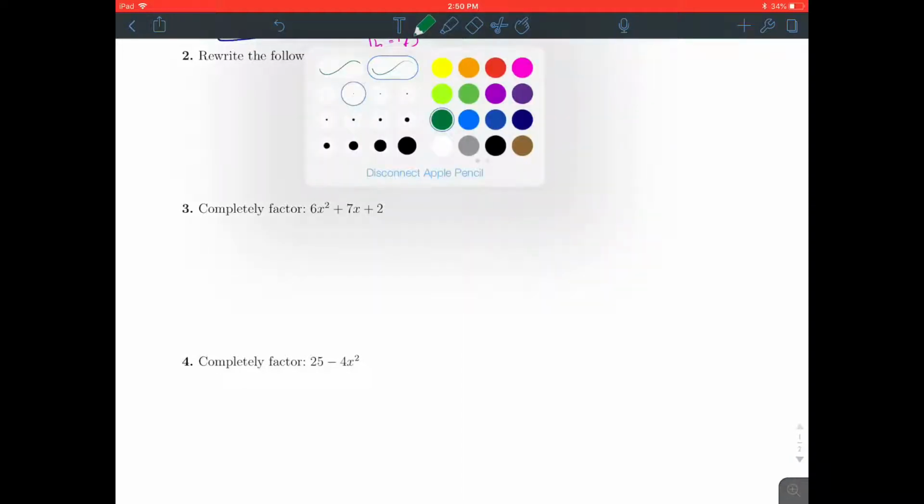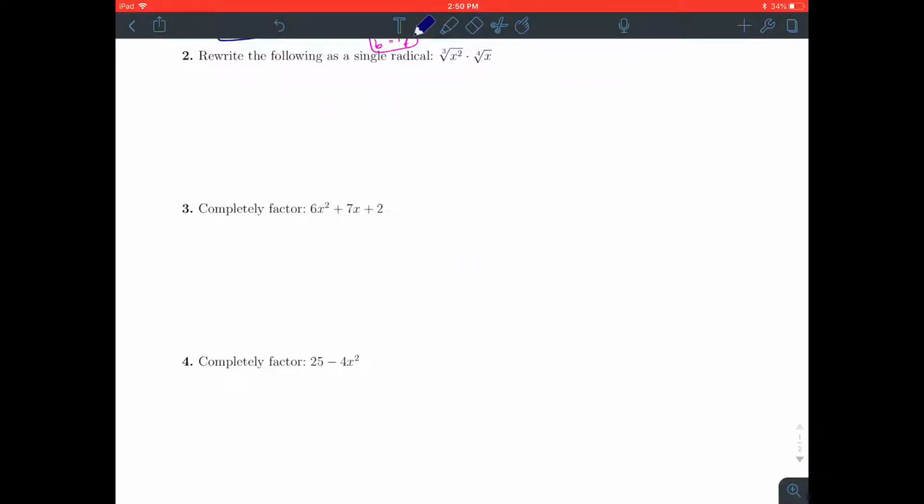Rewrite the following as a single radical. So my preference would be to use our exponent rules here. So because we have our exponent rules, let's rewrite these as exponents. So you get x to the 2/3 using power over root times x to the 1/4.